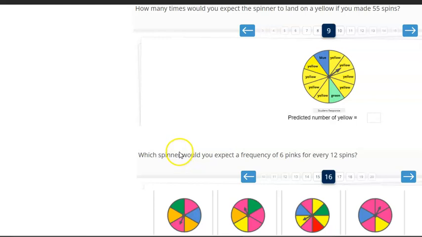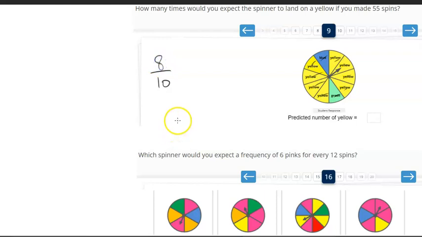Question 9, we're looking at a spinner, and we want to know how many times would you expect the spinner to land on a yellow if you made 55 spins. So first we're going to see how many colors or wedges there are first. There are 1, 2, 3, 4, 5, 6, 7, 8, 9, 10. And out of those 10, 8 of them are yellow.